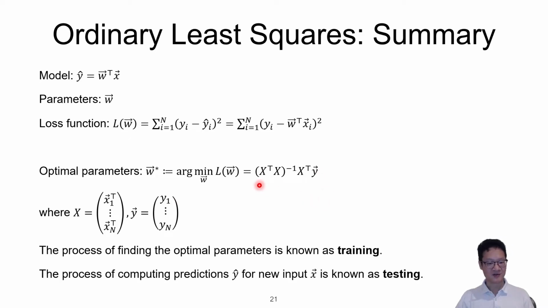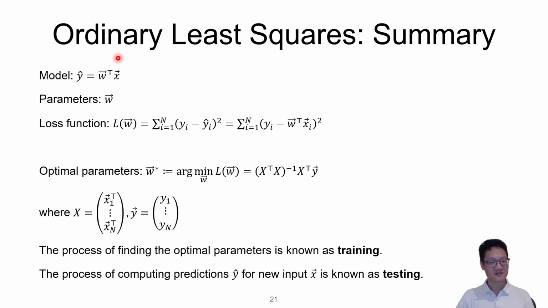So basically, this is how you can calculate this expression. So now some general terms. What we have done so far, the process of finding W, the process of finding the optimal parameters, is called training.